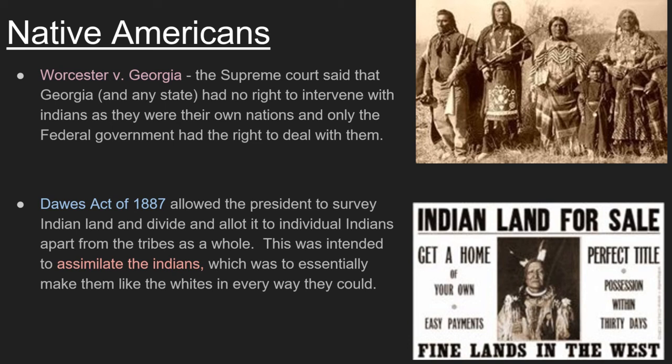The Dawes Act. This happened many years later. This is actually after the Civil War. It allowed the president to survey Indian lands and divide and allot it to different individual Indians, apart from the tribes as a whole. So this sounds like maybe it's a good idea. You know, it gives the Indians a chance to have their own land.